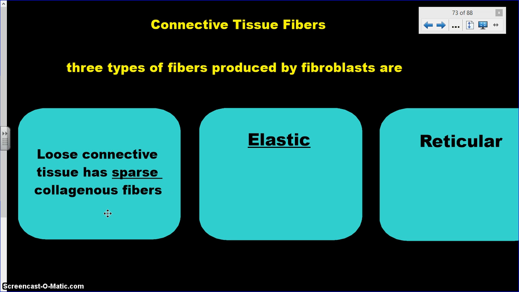Loose connective tissue is only going to have a little bit of these collagenous fibers. There's going to be a lot more open air, which is why it's called loose connective tissue, and so it's not going to be as durable. You're going to find that more in places that need to connect different kinds of tissue to each other.